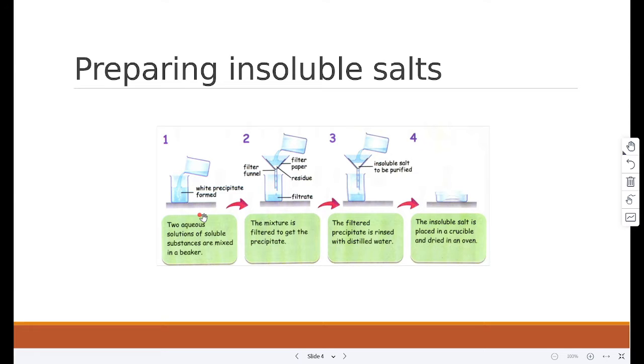A salt is a compound that is formed when the hydrogen atom in an acid is replaced by a metal. So, how can we prepare insoluble salts?